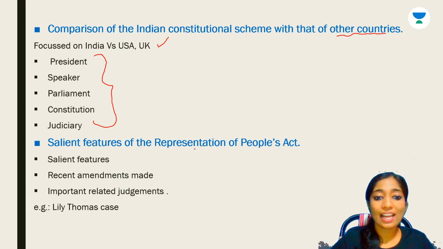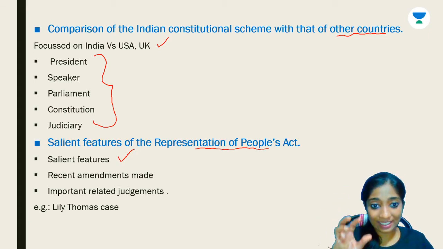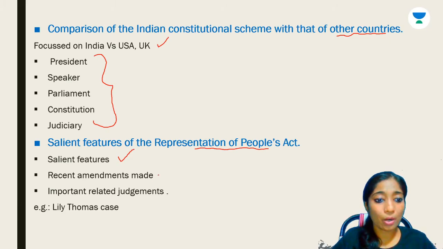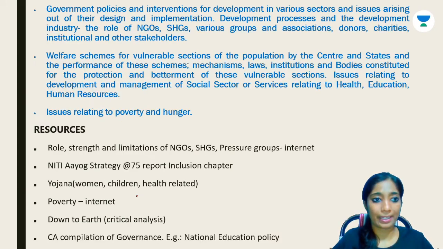And then coming to the salient features of the Representation of People's Act. For this again I referred to the internet. What I saw first is the salient features of the RPA Act. Just type it on Google. You will get a lot of material on the features, critical analysis of RPA and all. You can just refer to that on the internet itself. Then the recent changes or amendments made by Parliament under the Representation of People's Act, and important judgments related to elections, RPA, etc. For example, the Lily Thomas case. All these things I made notes and prepared.